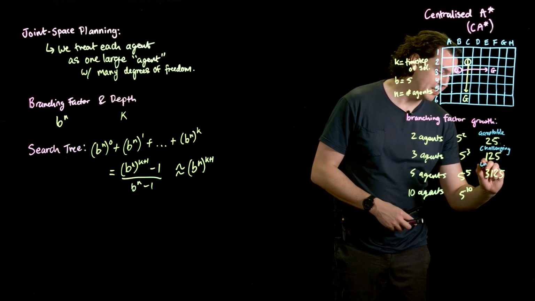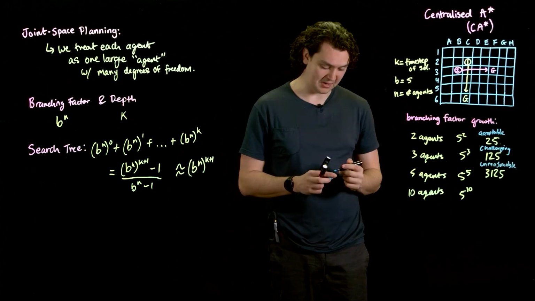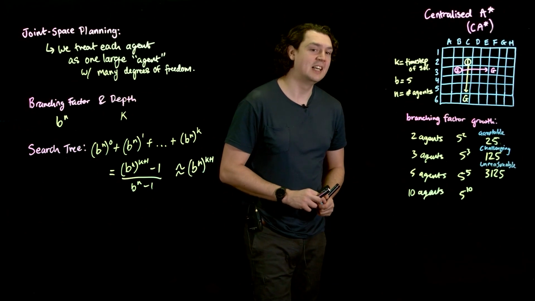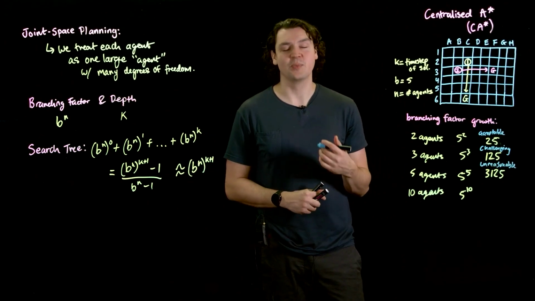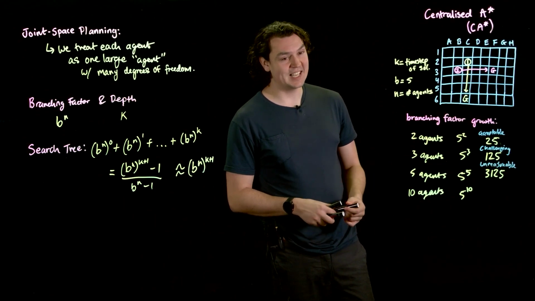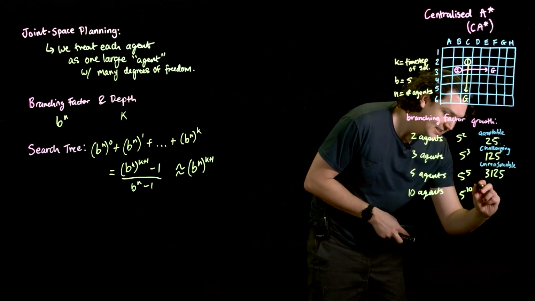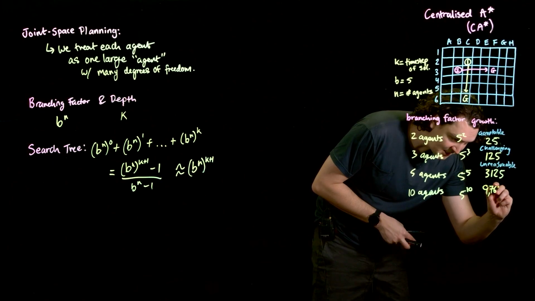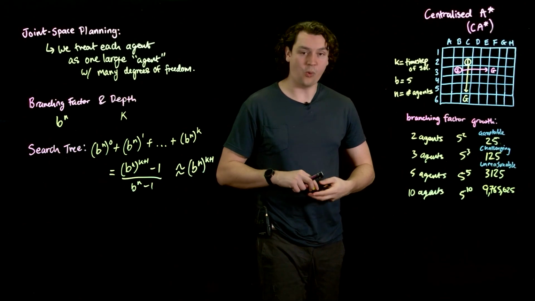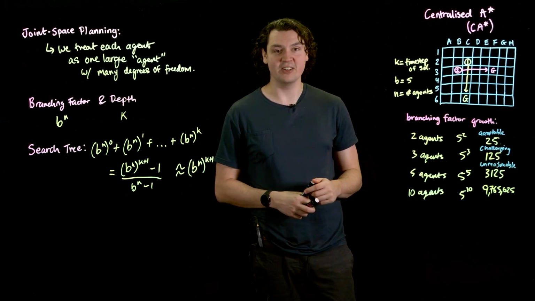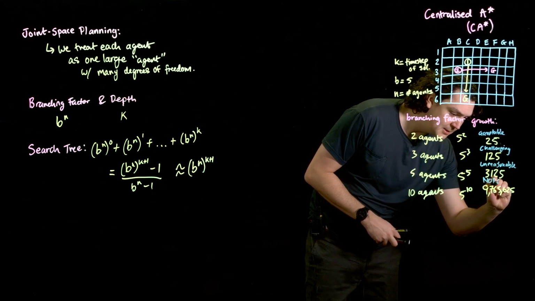Now, when we get to 3,125 as our base branching factor, it's just unreasonable. We're already approaching the limitations of actually being able to solve these problems. And when we get to here, 10 agents is crazy. 9,765,625 for one. That is the number of nodes in the very first layer of the search tree. This is not happening.